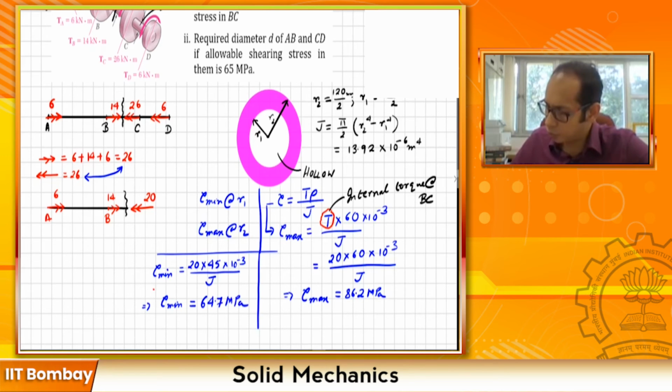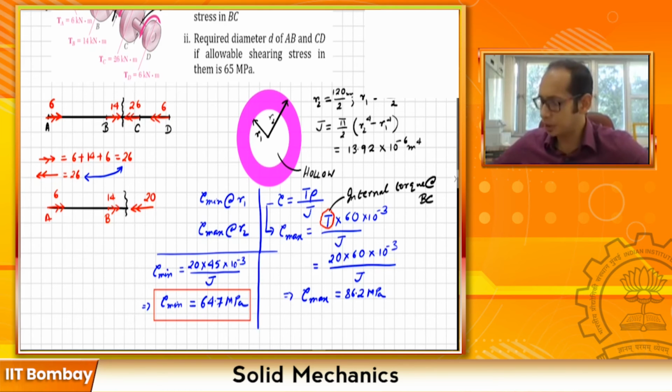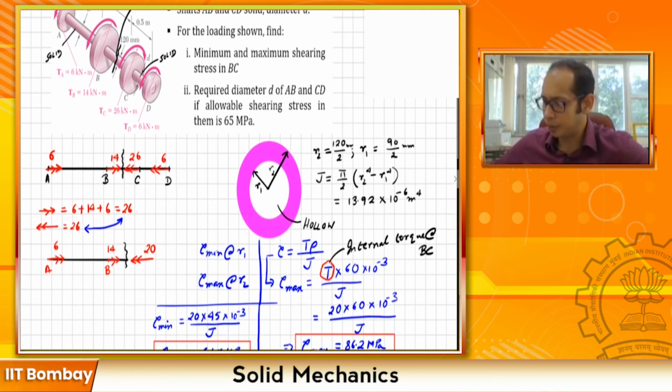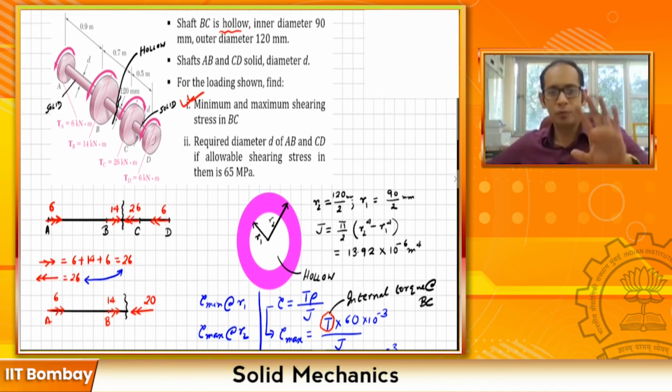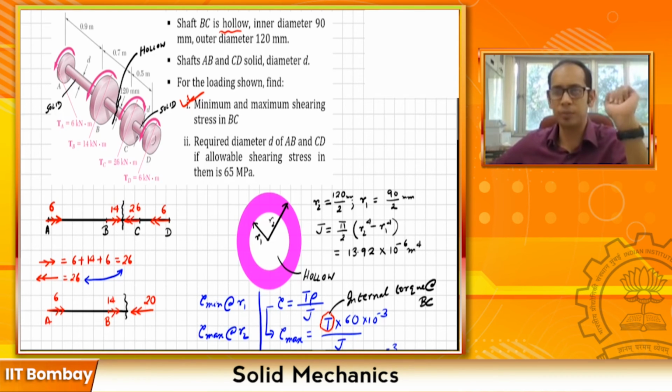So these are the two answers, the minimum and the maximum shear stress happening at that particular cross section, in BC. So this is what we have just solved. I hope this problem was clear. We just found the internal torque happening here, and simply used the formula which we had derived in this example, tau equals T times rho divided by J, and with that we calculated the maximum and the minimum shear stress.